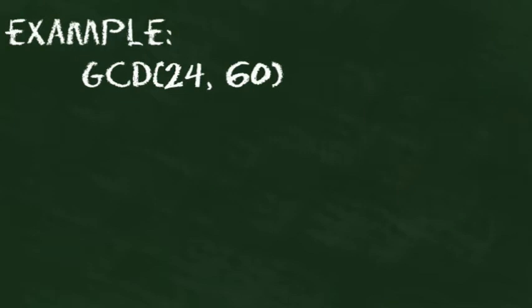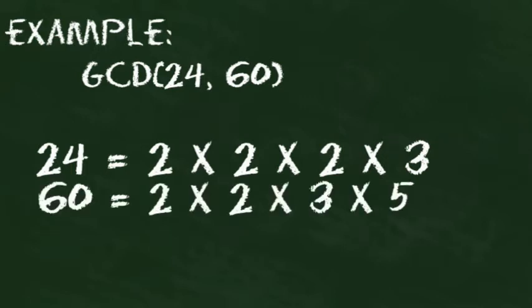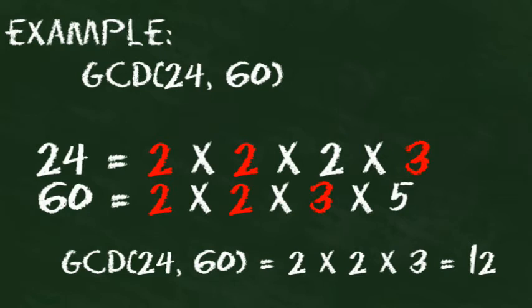To use this method to get the GCD, first we need to find the prime factorization of each number. For example, we need to find the GCD of 24 and 60. The prime factorization of 24 is 2 times 2 times 2 times 3. Now for 60, it's 2 times 2 times 3 times 5. The common prime factors are 2, 2, and 3. The greatest common divisor of 24 and 60 is the product of these common prime factors. 2 times 2 times 3 is equal to 12.